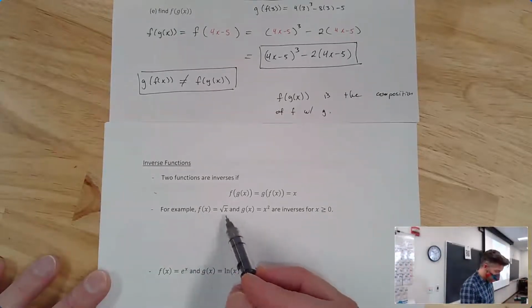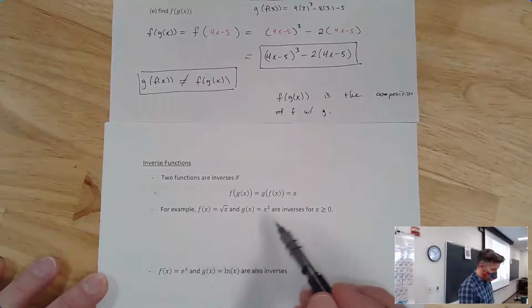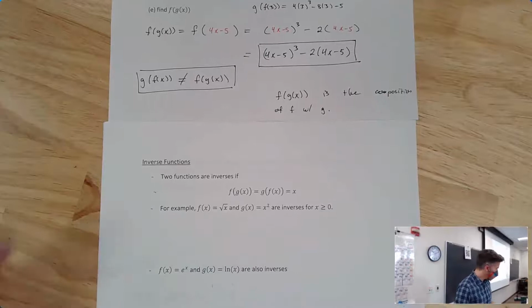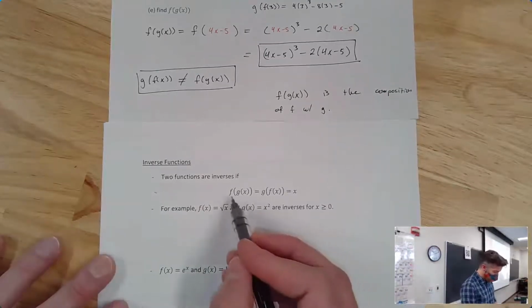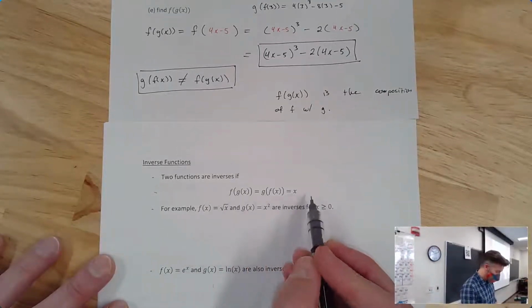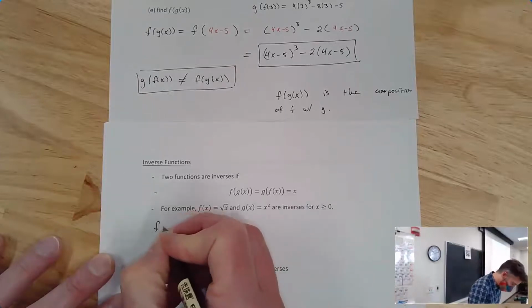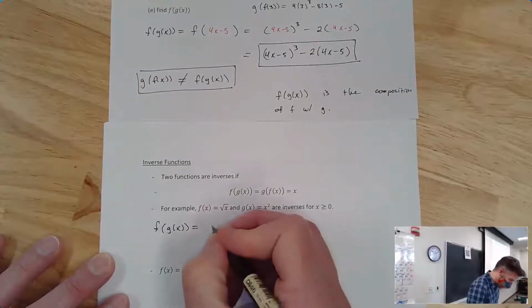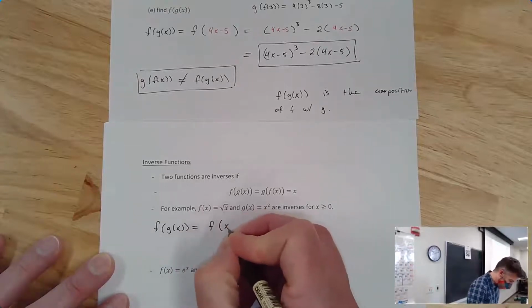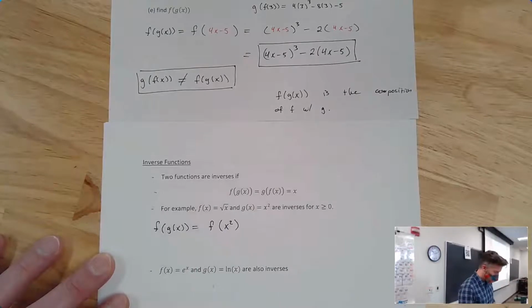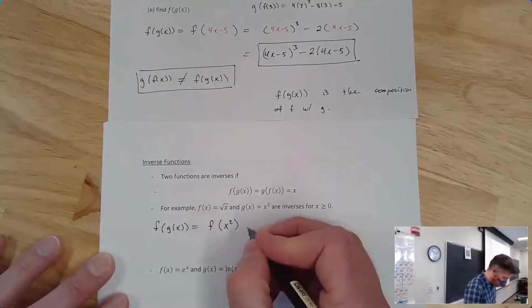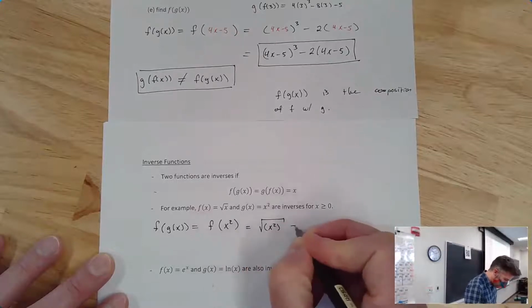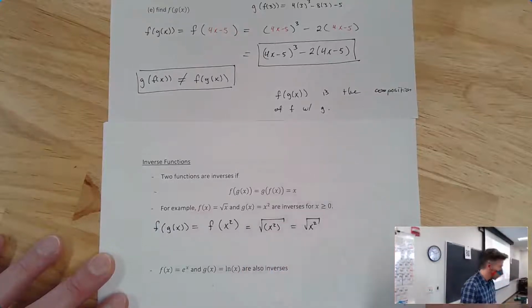Here is one example. F of x equal to the square root of x and g of x equal to x squared are inverses for x greater than or equal to 0. What do I mean by that? Well, I can show that this is true. F of g of x is going to be f of x squared, and f of x is the square root of x, so f of stuff is the square root of stuff.